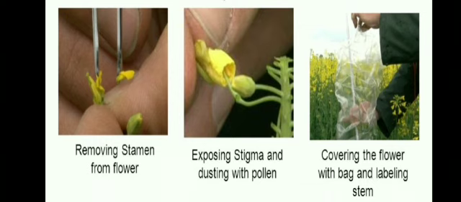flower to another flower. So see here, these are the steps involved in artificial pollination. A man is removing a stamen from a flower, exposing the stigma of another flower and dusting the pollen from this stamen. And then he covers the flower with a bag and labels the stem. So these are the processes that take place in artificial pollination.